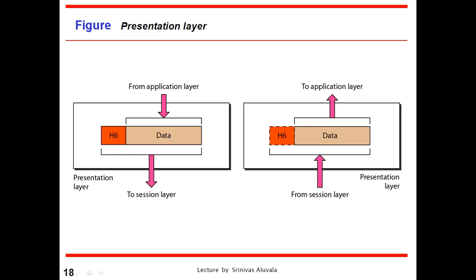And it also takes the responsibility of encryption. To carry sensitive information, a system must be able to ensure privacy. Encryption means that the sender transforms the original information into another form and sends the resulting message out over the network. And at the receiver end, decryption reverses the original process to transform the message back to its original form. And it also takes the compression responsibility. Data compression reduces the number of bits contained in the information. Data compression becomes particularly important in the transmission of multimedia such as text, audio, and video.